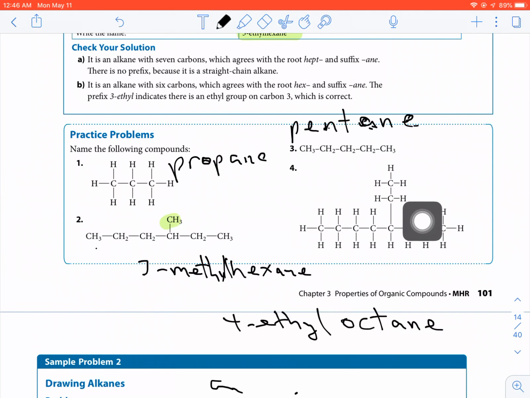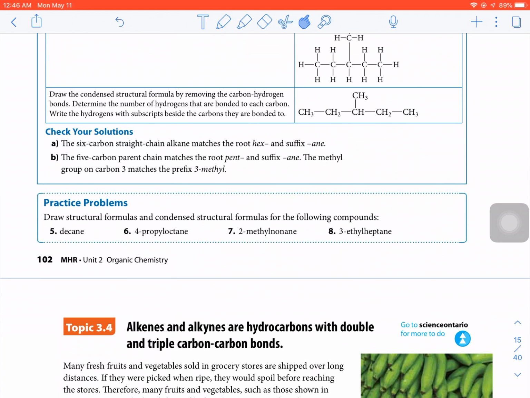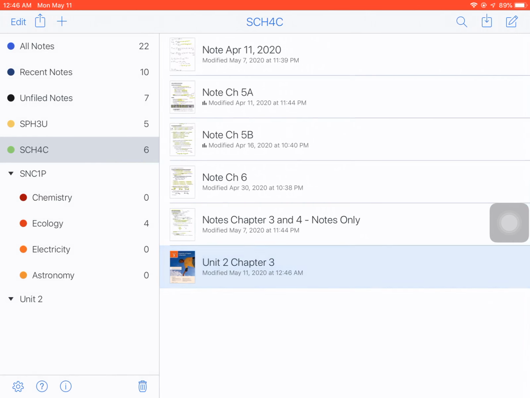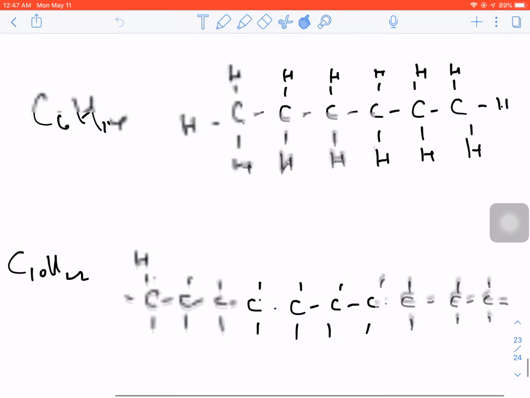If I move up to the 4 questions down here, 5, 6, 7, 8. 5 is decane. Of course it is. It's the biggest one. So let's go to my whiteboard here and we'll draw decane.